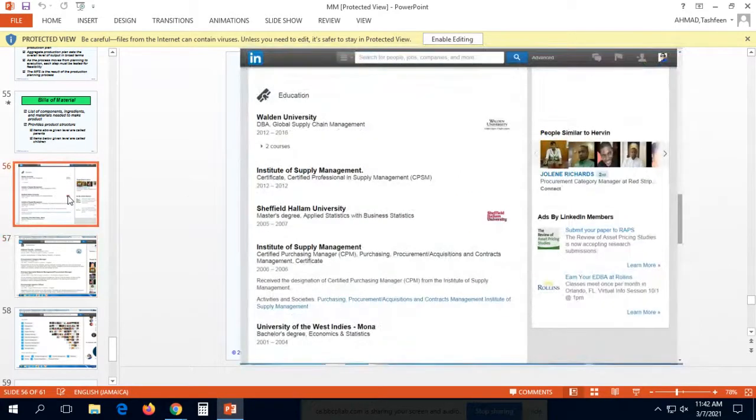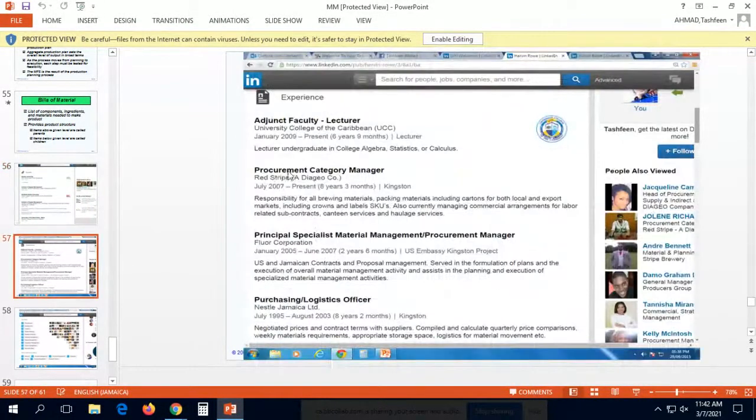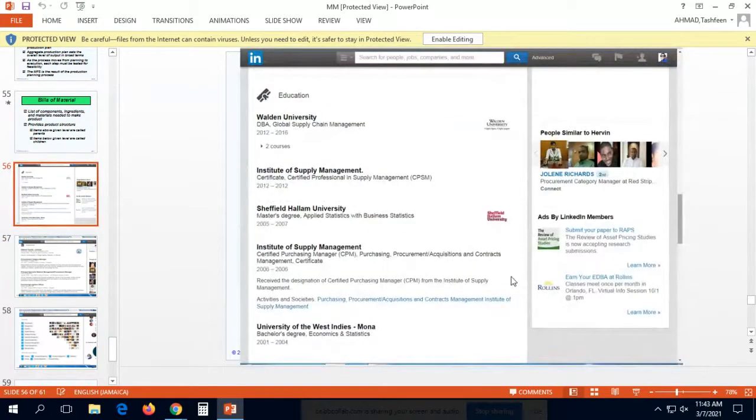in this field. And look at their studies. They did a bachelor's in economics and statistics. So look at this, it's not a bachelor's in business administration they did, to reach here, procurement category manager. Of course you can do a bachelor's in business also, but I like this one. That is why I'm showcasing it. I feel that this is the right way to go into this type of field, economics and statistics.